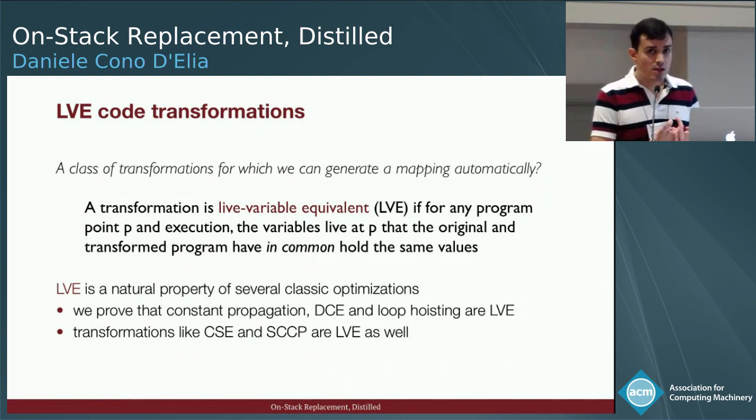So this means that you can also have live variables that are not present or are dead in the other program version. But this property, LVE, is a natural property of many optimizations that add instructions, delete, or move them around. We show that transformations such as constant propagation, dead code elimination, and loop invariant code motion are LVE, but in practice we tried this also on transformations such as common sub-expression elimination that are LVE as well.